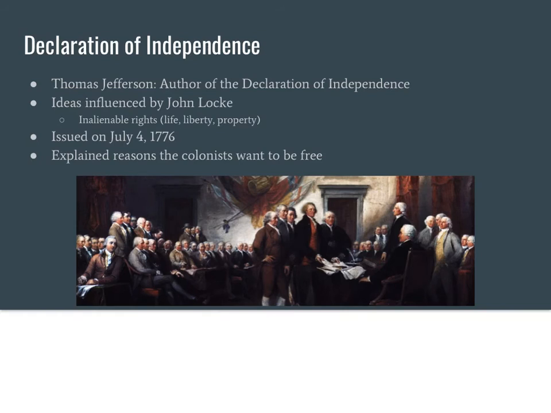We're going to talk about a couple of early documents, one being the Declaration of Independence and the other being the U.S. Constitution. So starting out with the Declaration of Independence, because it came first, it was the Americans declaring independence from Great Britain. I like to explain it as a breakup letter. It's the American colonists saying, Great Britain, we're done. We've had enough. We're no longer together anymore.